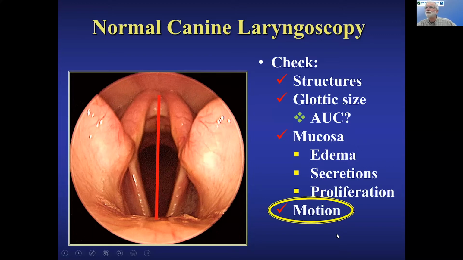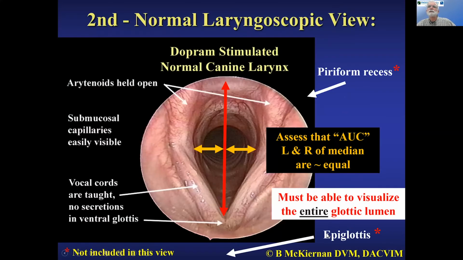And then finally, we're going to do something to make motion. So what does that look like in another case, all put together? Arytenoids are wide open with doxapram. On occasion, they will move back and forth, open and close, but they're wide open usually, and in this case, they are. You don't see the piriform recess where food will be going before it's swallowed.